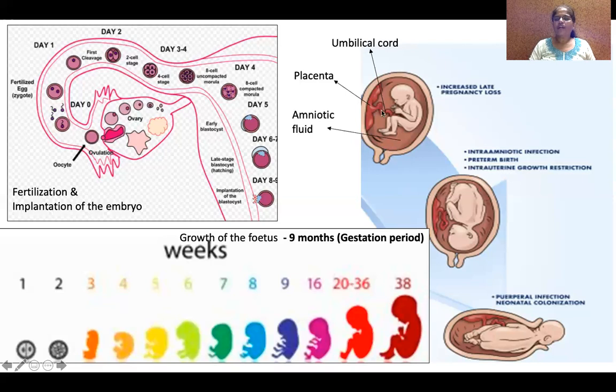This is called the umbilical cord. Through the umbilical cord, the placenta gives nutrition to the baby: oxygen, food, nutrients, minerals, everything the placenta gives to the baby through this cord. And the waste produced from the fetus is given back to the mother's blood through this umbilical cord and placenta, and reaches the woman's blood supply, and it gets eliminated through excretion.